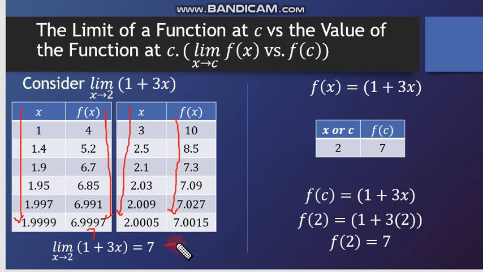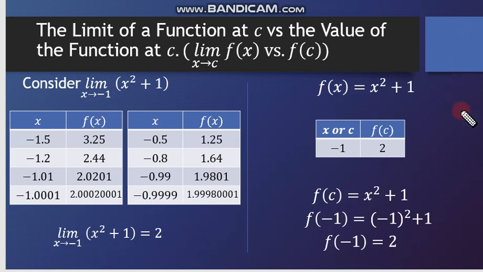Now, let's check the value of f of c. Now, c is equal to 2. So, f of 2. Using the function f of x is equal to 1 plus 3x, we will use that for our f of 2. f of 2 is equal to 1 plus 3 times 2, that's equal to 7. So f of 2 is equal to 7. Therefore, the limit of the function and f of c are the same in this example.